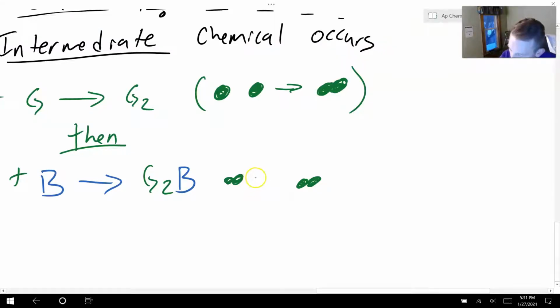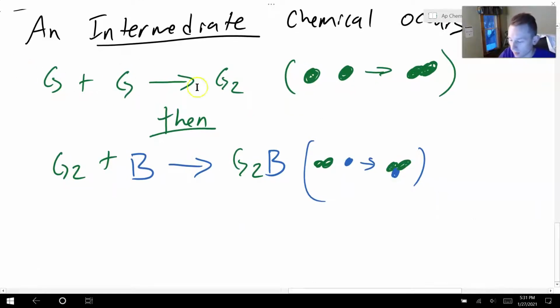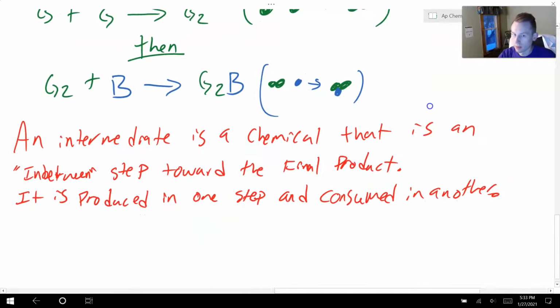This is what I wanted, the particle diagram for that. So anyway, an intermediate step is occurring here. An intermediate chemical is a chemical that is an in-between step towards the final product. It's something that is produced in one step and consumed in another step. So in this example, G2 would be the intermediate. I have that written there if you want to pause the video and copy that down, be my guest.